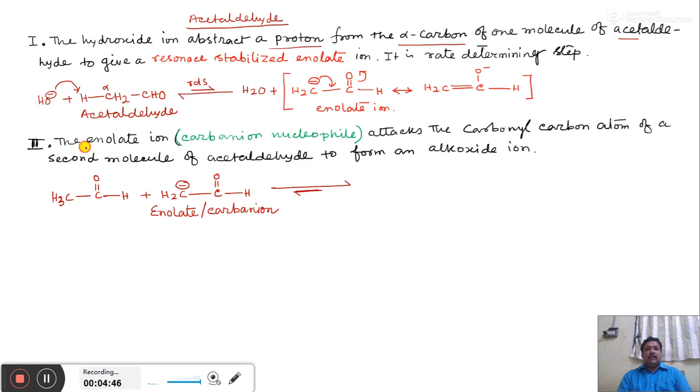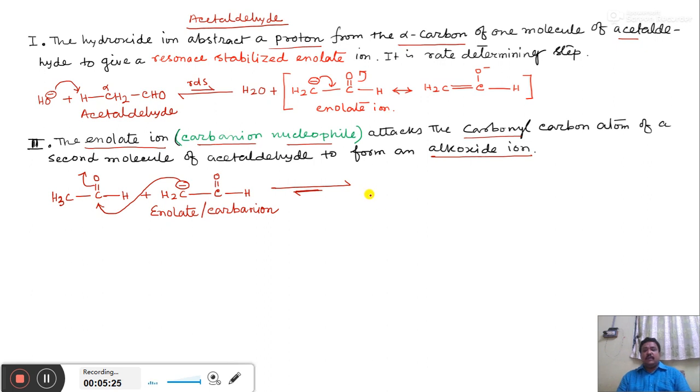the produced enolate anion, which acts as a carbanion nucleophile, attacks the carbonyl carbon atom of a second acetaldehyde molecule to form an alkoxide ion. Now, this is the second molecule of acetaldehyde CH3CHO, and this is the enolate anion. In this enolate anion, the negative charge is on the carbon atom, so it is called carbanion. This carbanion attacks the carbonyl carbon atom of the second molecule of acetaldehyde to form an alkoxide ion.